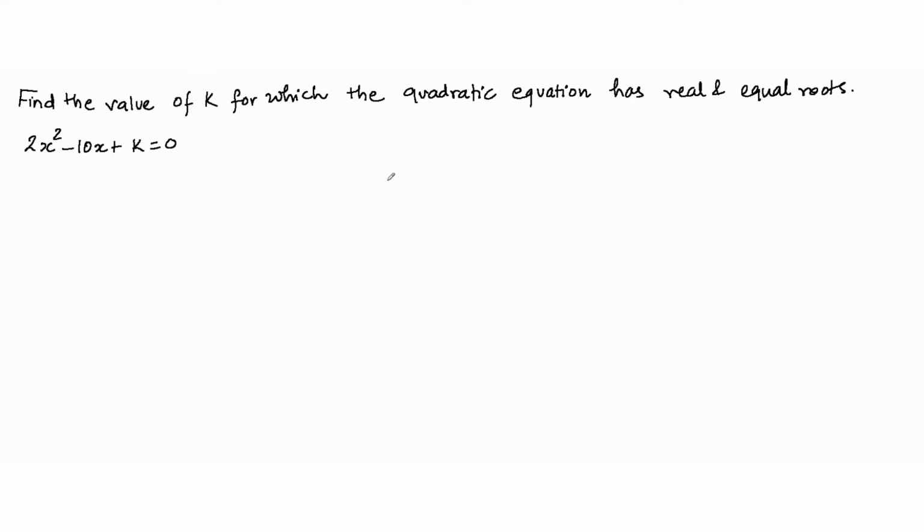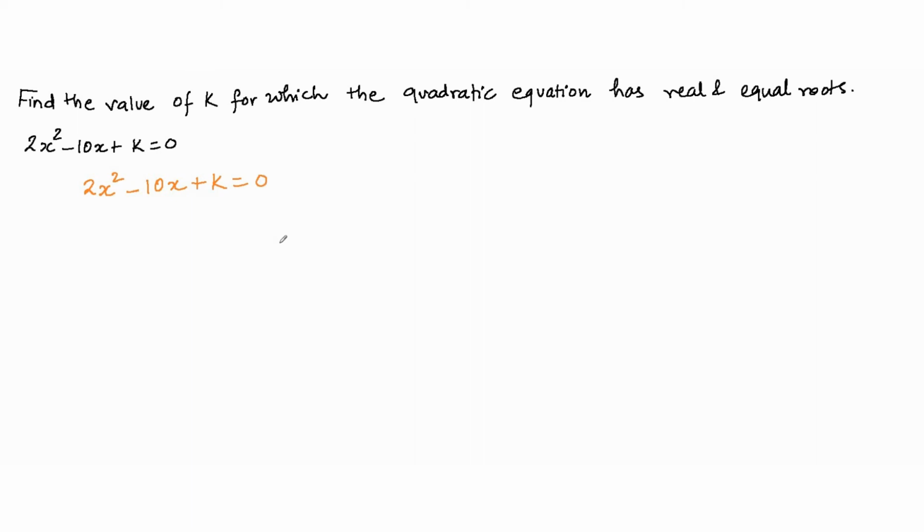In this session, we are going to deal with some problems based on nature of roots of a quadratic equation. Let us look at the first question. Find the value of k for which the quadratic equation has real and equal roots. So the quadratic equation given is 2x square minus 10x plus k equals 0.